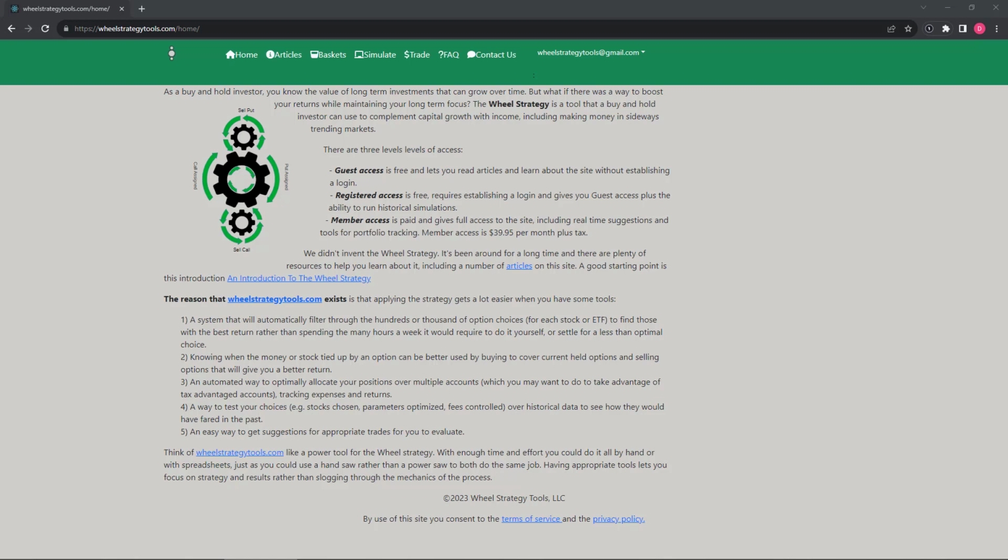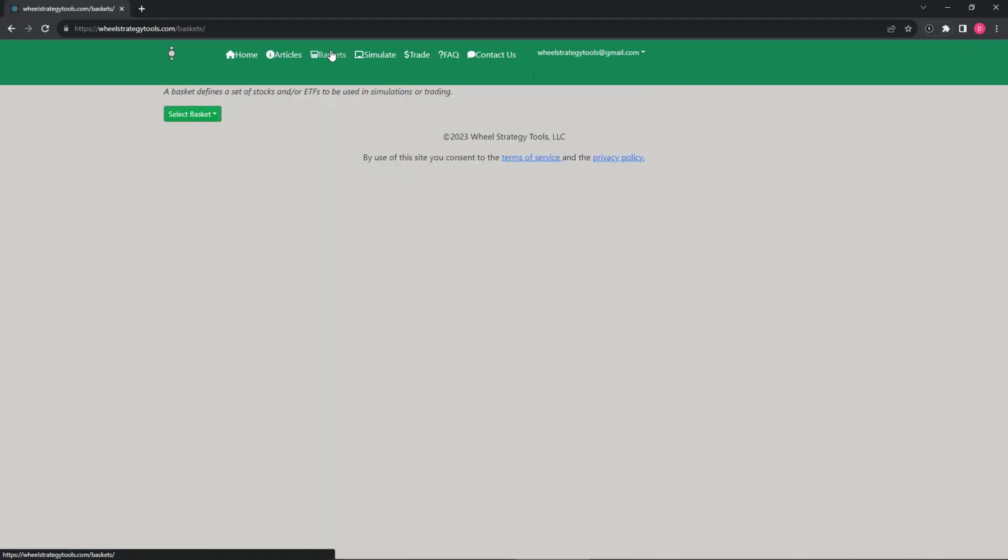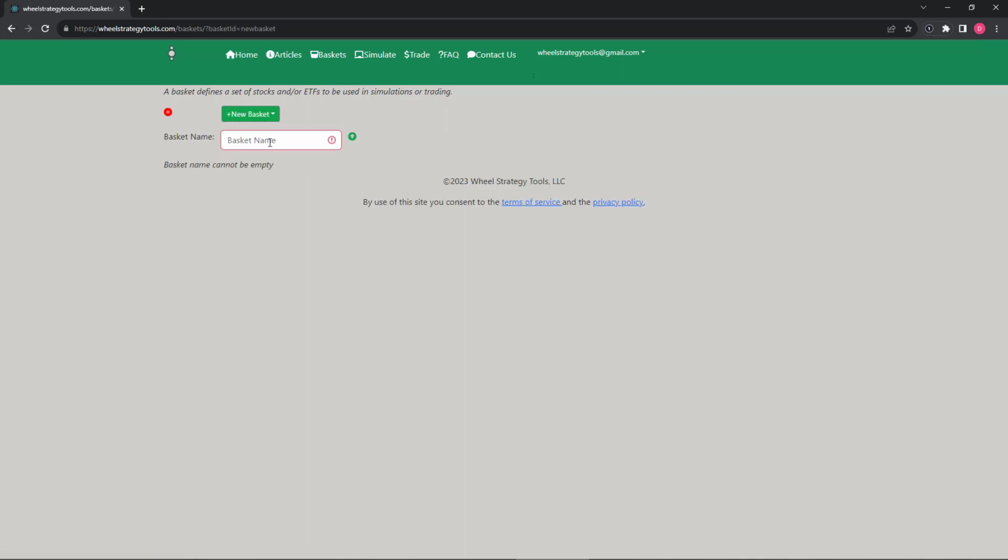One of the parameters that you'll set in parameters and policies is the basket you're going to use. So first, let's set up a new basket. The basket we're creating will consist of 4 widely traded ETFs. To create a new basket, click on the Baskets drop-down and select New Basket. Give the basket a name. Here we'll call it Broad ETFs.